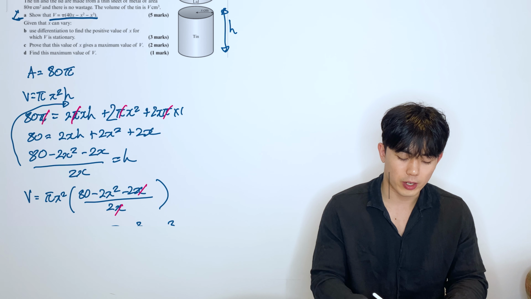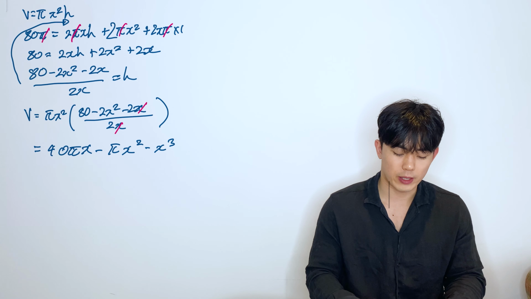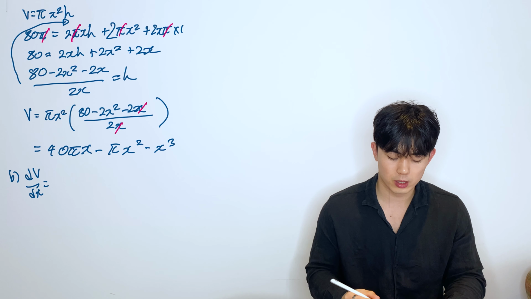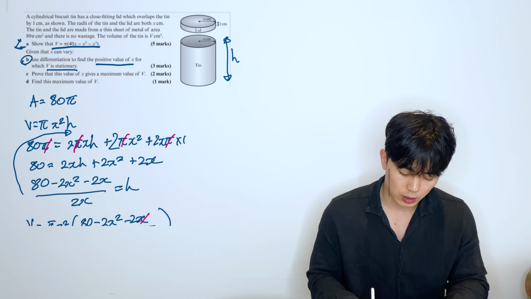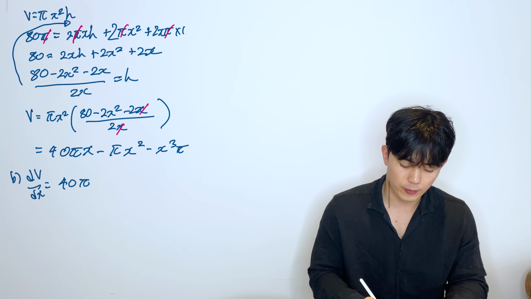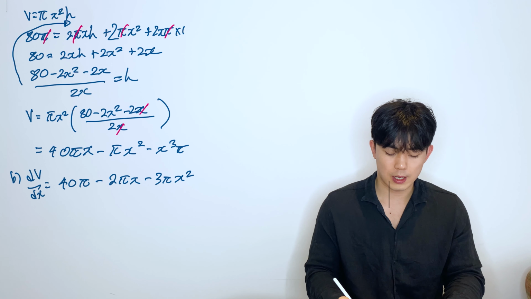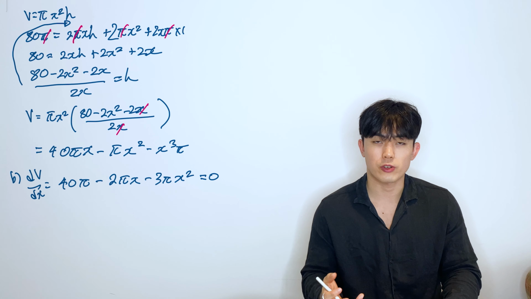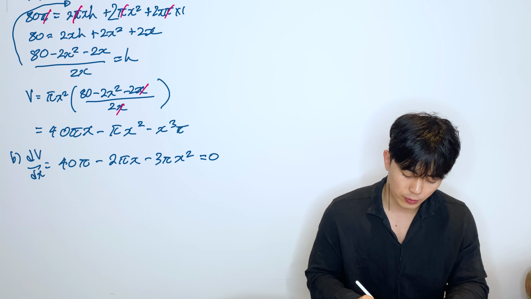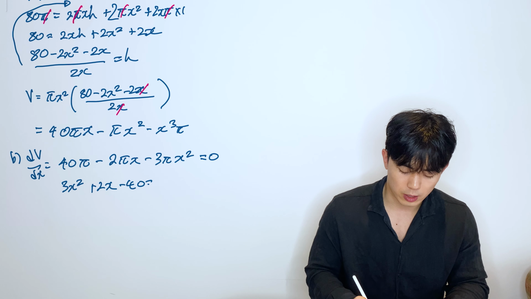B, given that x can vary, use differentiation to find the positive value of x for which V is stationary. So they told us that V is stationary, which means that we should differentiate it with respect to x, dV by dx, meaning we get 40 pi minus 2 pi x minus 3 pi x squared. And that is equal to 0 because it's a stationary point. Now we just have to find the x when it's equal to 0. So we'll have 3x squared plus 2x minus 40 is 0, cancelling out the pi's.